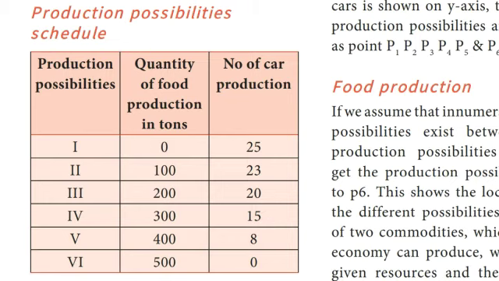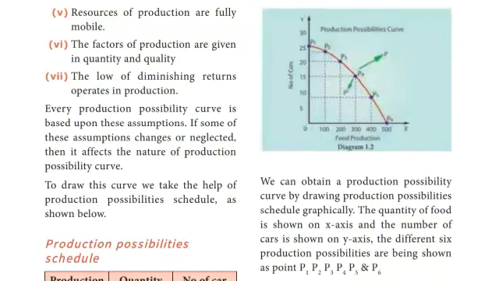25 cars can be produced. And between these two extreme possibilities exist others. If we are willing to give up some food, we can have some cars. Student, see the diagram. We can obtain a production possibility curve by drawing the production possibility schedule graphically. The quantity of food is shown on the x-axis. The number of cars is shown on the y-axis. The different production possibilities are shown as points P1, P2, P3, P4, P5 and P6.